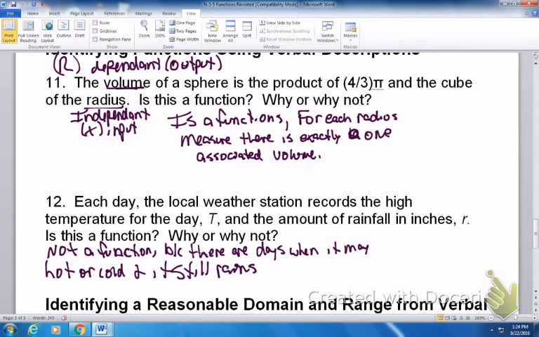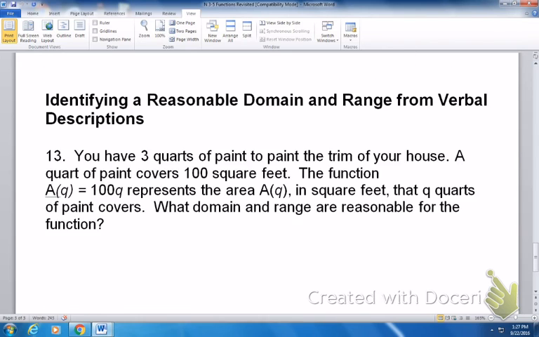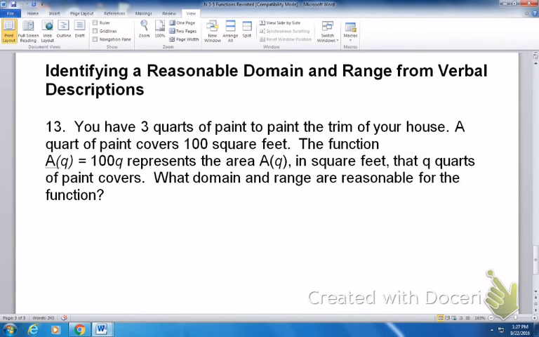Now let's talk about the last problem on here. It says identify the domain and range from verbal descriptions, and this can be tricky. It says you have 3 quarts of paint to paint the trim of your house. A quart of paint covers 100 square feet. The function A of Q, so A of your quarts, equals 100 times the number of quarts. Remember, the area A of Q is in square feet that Q quarts paint covers. What are the domain and range for this situation?